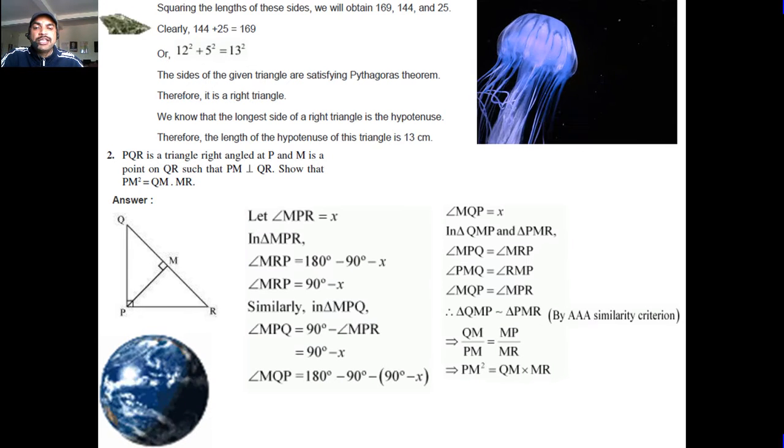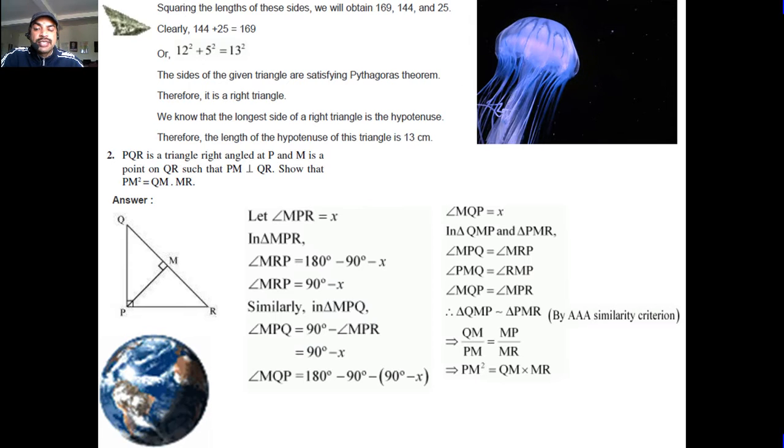Answer: triangle is given. Let angle MPR be equal to x, and in triangle MPR, angle MRP is 180 minus 90 minus x, which is 90 minus x. Similarly, angle MPQ is equal to 90 minus angle MPR, which is 90 minus x.